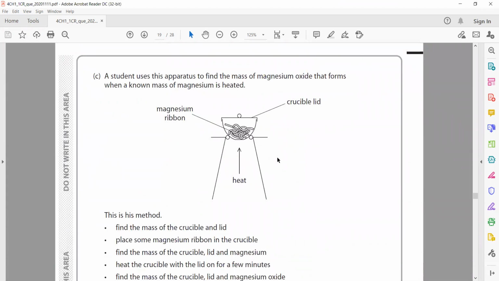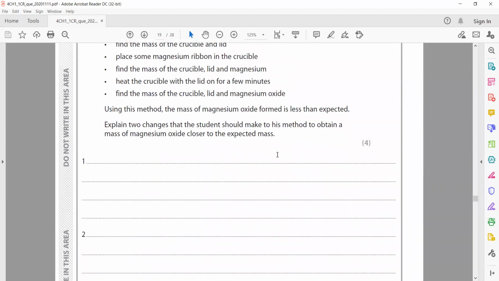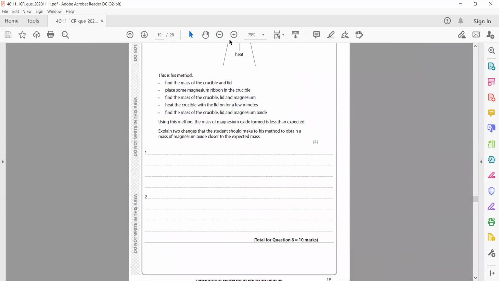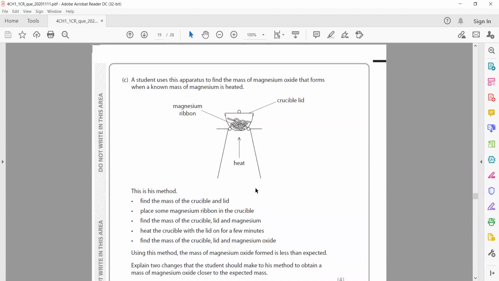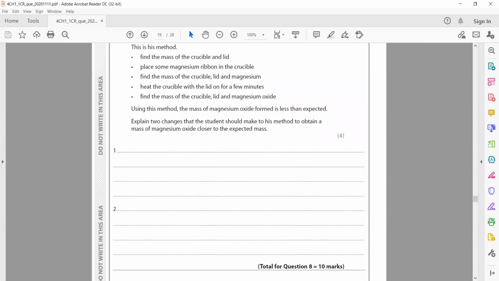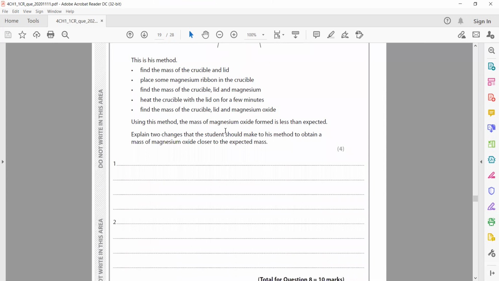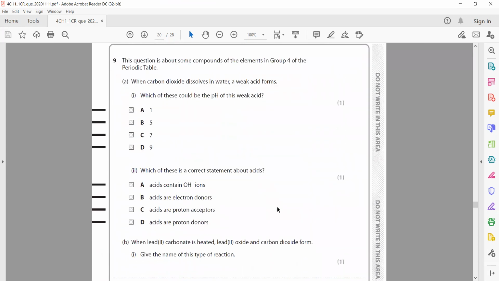A student uses the apparatus as shown. Explain two changes the student should make to obtain a mass of magnesium oxide closer to the expected value. So what should the student do? He should lift the lid from time to time and allow oxygen to enter so that it reacts completely, and he should heat and reheat until the mass is constant, to make sure all of the magnesium has reacted.